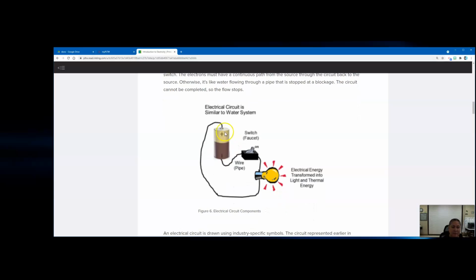Okay, so let's take a look. We have our source, that's the battery. We run the electrons through the wire and they don't get to move until we turn this on. So please ignore this faucet and pipe they're trying to compare, just ignore that. So we flip the switch, we turn it on, and the battery says, okay, I'm going to run. And it runs to the light bulb. But it also has to run back from the light bulb to the other side of the source. Without this wire right here, it cannot connect. And that's why the circuit has to be a closed system.